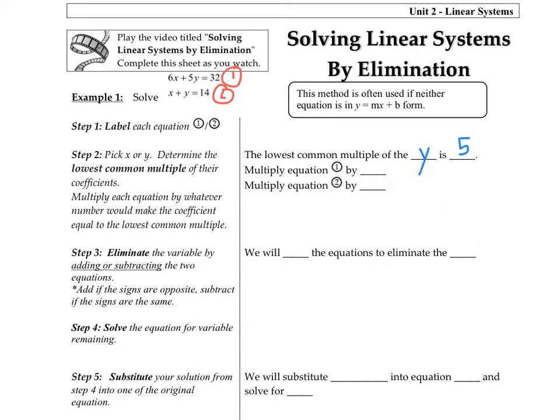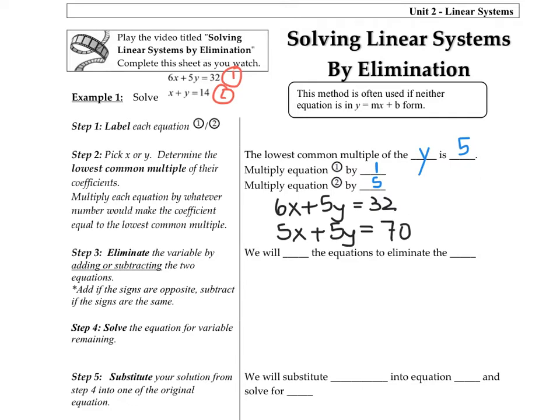And now I need to multiply both lines by a number so that the coefficient becomes this target. For the first one, I don't have to do anything. I'm just going to multiply by 1. For the second equation, I just have y. So if I want to get it to become 5y, I have to multiply by 5. Okay, so my first equation stays the way it is. 6x plus 5y equals 32. The second one, every single coefficient is going to be multiplied by 5. So that I have 5x plus 5y equals 70.